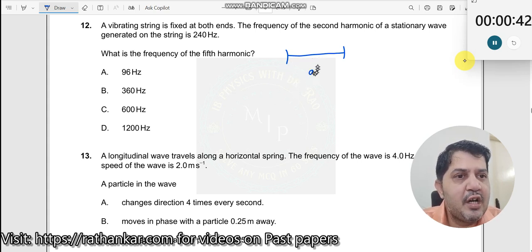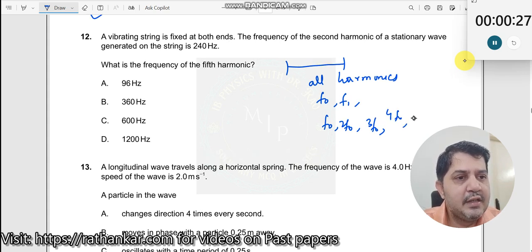It allows all harmonics. What do you mean by it allows all harmonics? Which means it has harmonics like F0, 2F0, 3F0, 4F0, 5F0, and so on. All the harmonics have been allowed.